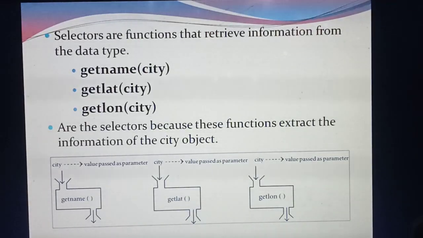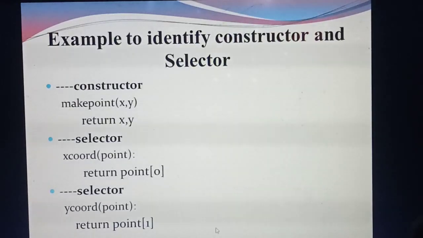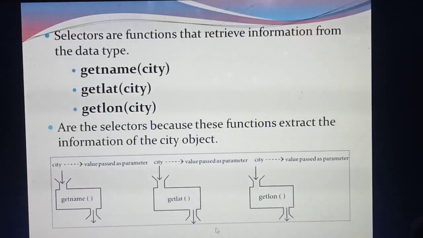Please differentiate this diagram and that diagram and study. In that diagram there is only one function, make city of, and you are passing three pieces of information together. But here they are separate individual pieces. So what do you need to write separately? Get name of, get latitude of, get longitude of. Each one takes city as a parameter. Understood? This is the diagram for selector.